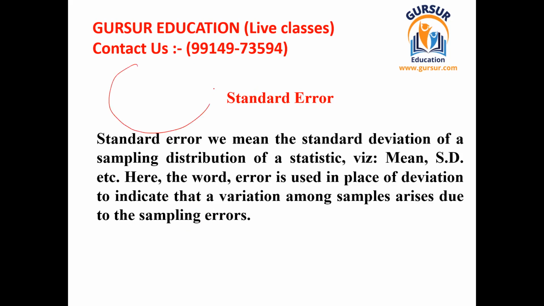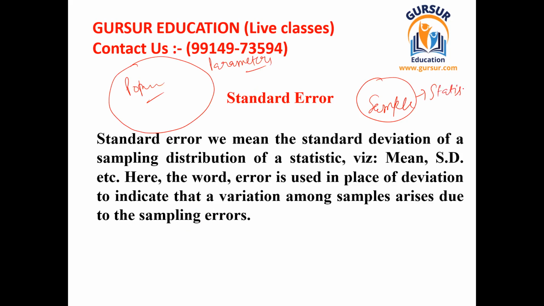Again, remember those two circles. This is circle 1, this is circle 2. This circle represents the population. This circle represents your sample. If you find your measures of central tendency or dispersion on the population, that would be known as population parameters. And if you find them for the sample, these are known as sample statistics. This is their name.